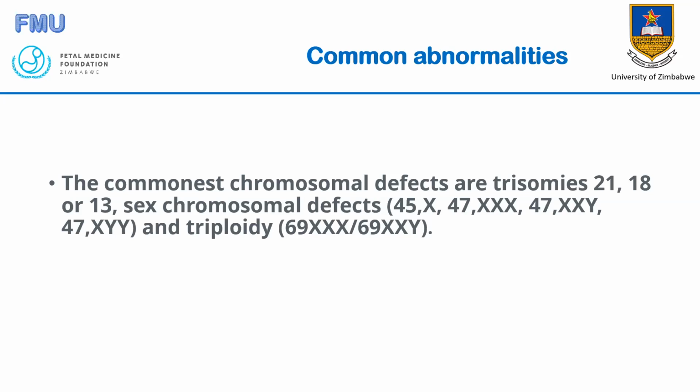The 47 triple X. I'll describe what will become of these babies later when I talk about the sex chromosome abnormalities. Then we also have the 46 XY, and the 47 XXY and the 47 XYY. Then we have the triploidy. Triploidy could be the 69 triple X or the 69 XXY. So these are the commonest defects, and I will just go through some of the commonest features that you may encounter with these defects.